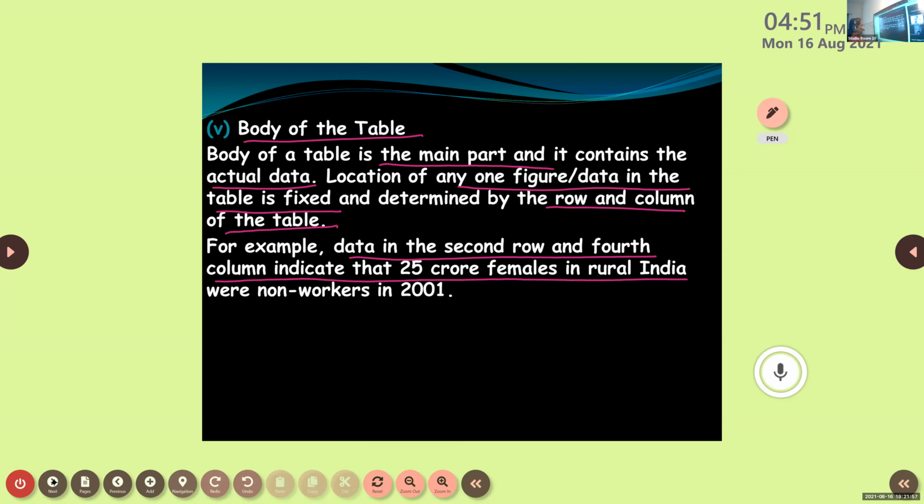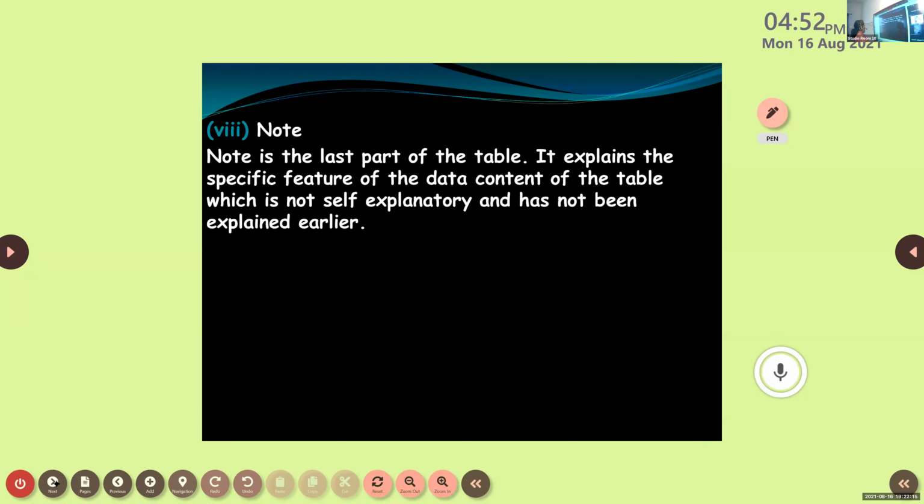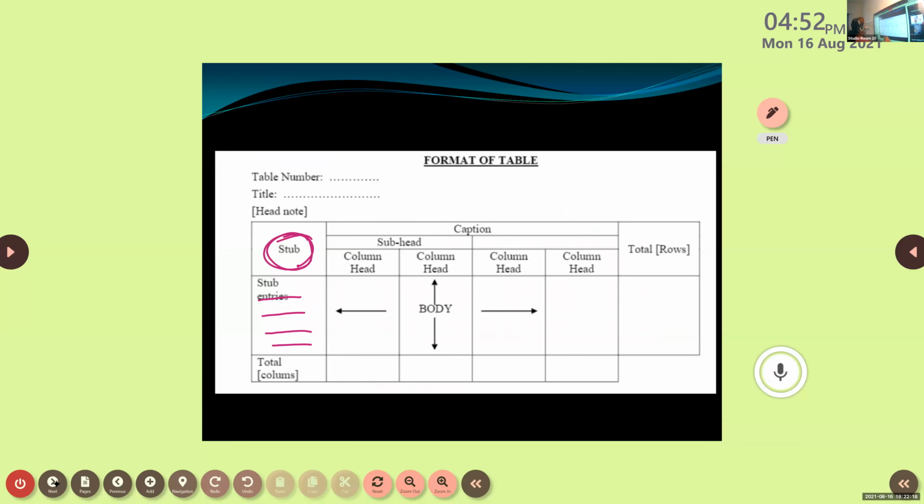So it indicates that, in the example they have given, the second row and the fourth column indicate that 25 crore females in rural India were non-workers in 2001. This is how we study a table. Now, one more thing I showed you in that table. Let me take that. There it is given where the body is. Here, all these areas you can see are the body of the table. We are entering numbers or data in this particular area.